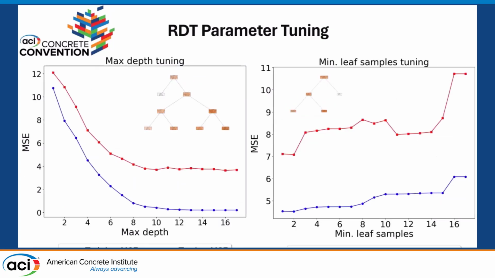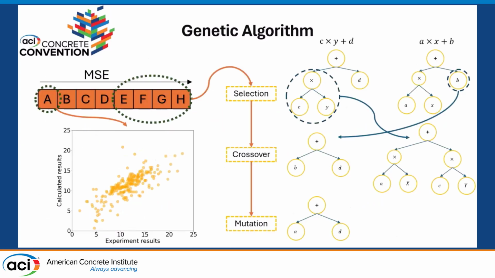So we did parameter tuning for our developed regression decision tree by changing the maximum depth and the minimum number of leaves required to make a new depth. And we reached a minimum testing mean square error of 7 megapascal, which we consider too high a prediction error for the direct tension test. So we had to move along to the next machine learning model.